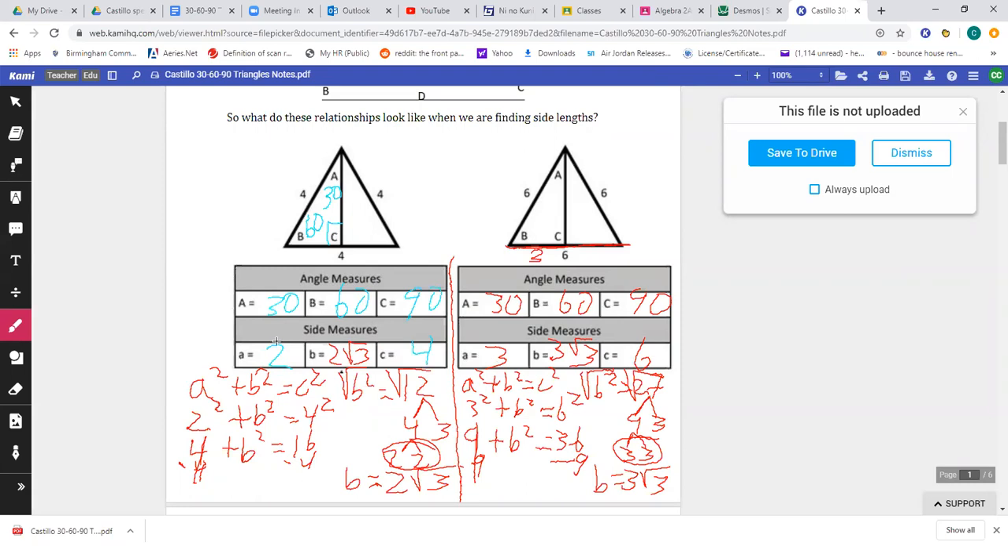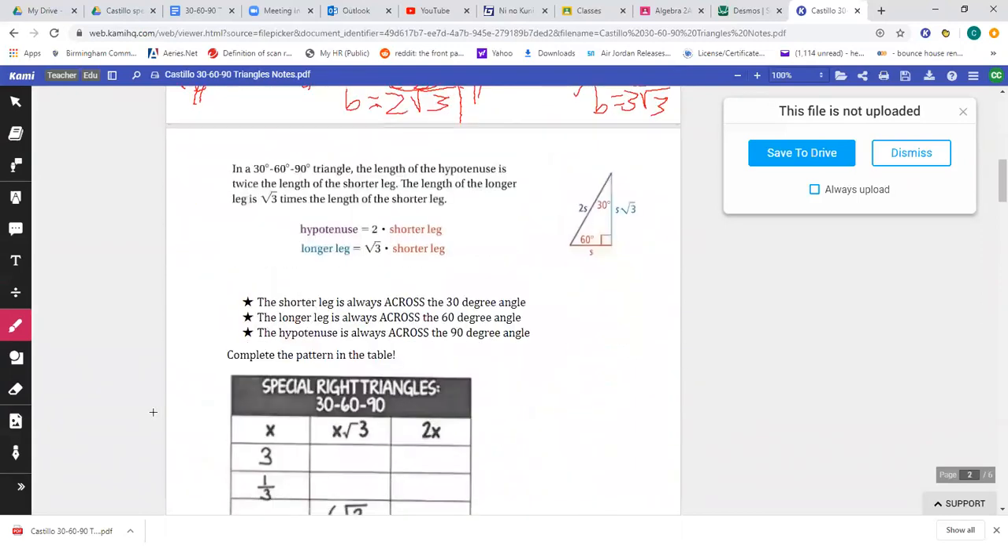So once again, if you know one of the measurements, you should be able to get the other 2 in a 30, 60, 90 triangle, because you just multiply by root 3 to get the side B, and you multiply by 2 to get the hypotenuse. So now we're going to actually work on some problems.